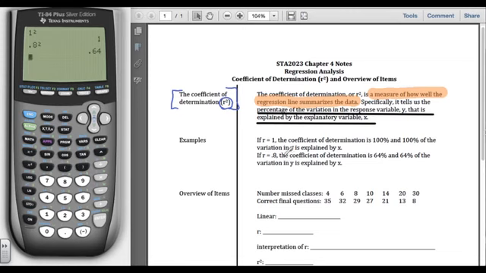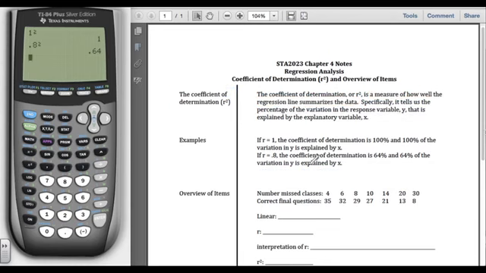Let's say R equals 0.8. Well, 0.8 squared, 0.8 times 0.8, is 0.64, or 64%. So we could say the coefficient of determination is 64%, and 64% of the variation in y is explained by x. It's always a percentage of the variation in y that's explained by x.